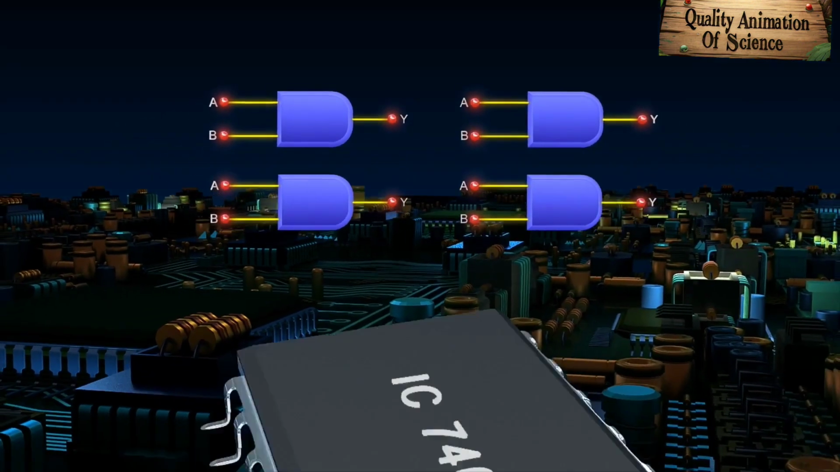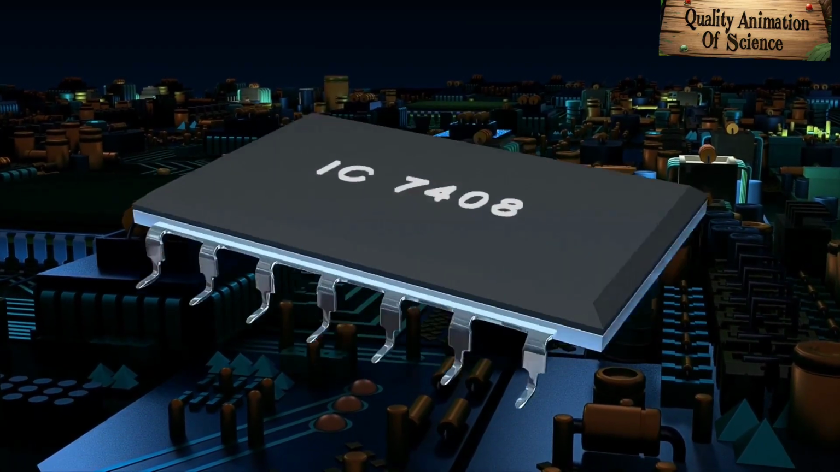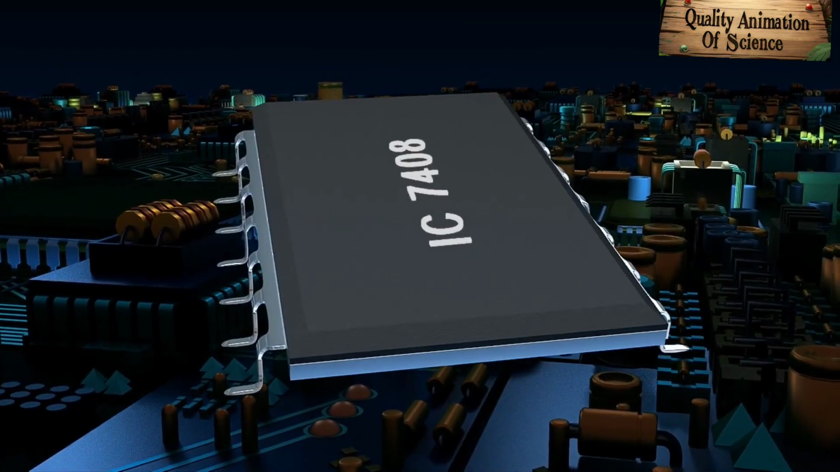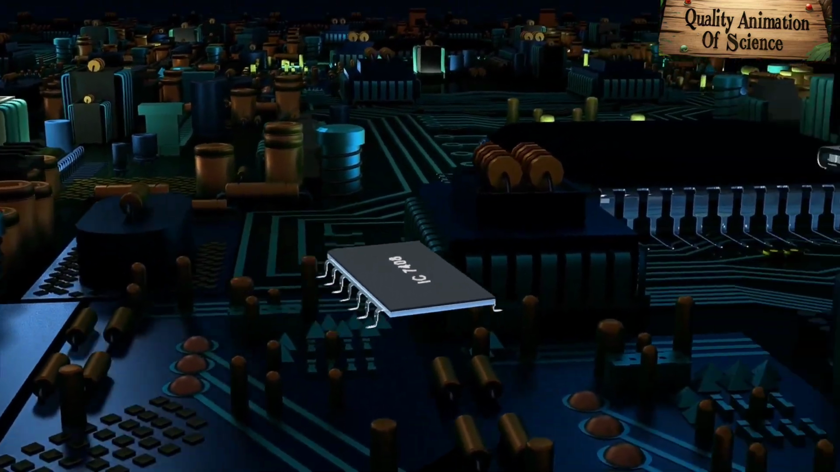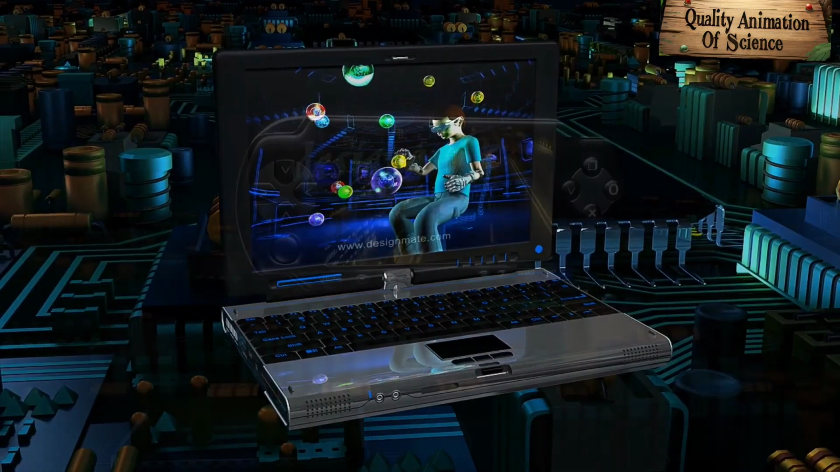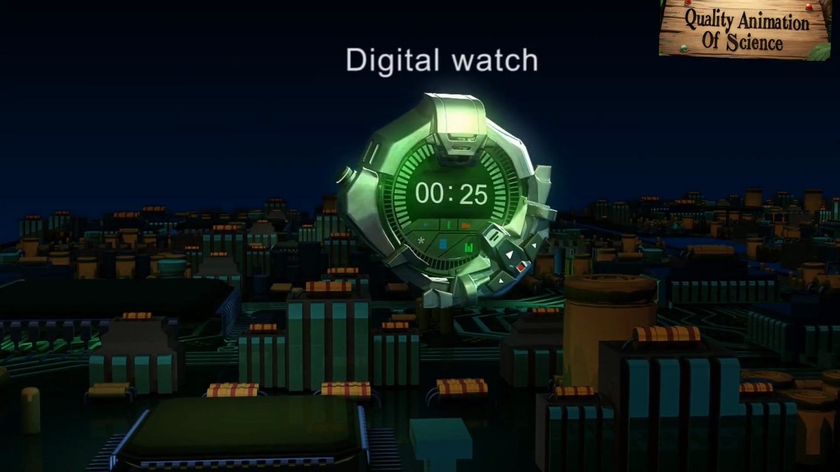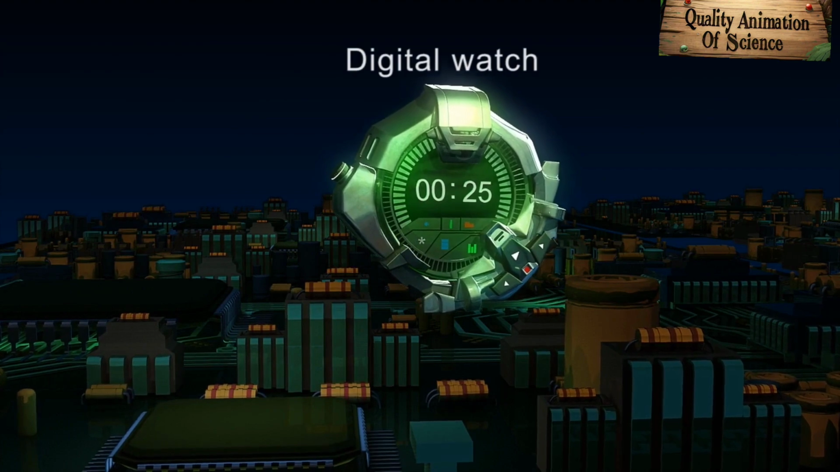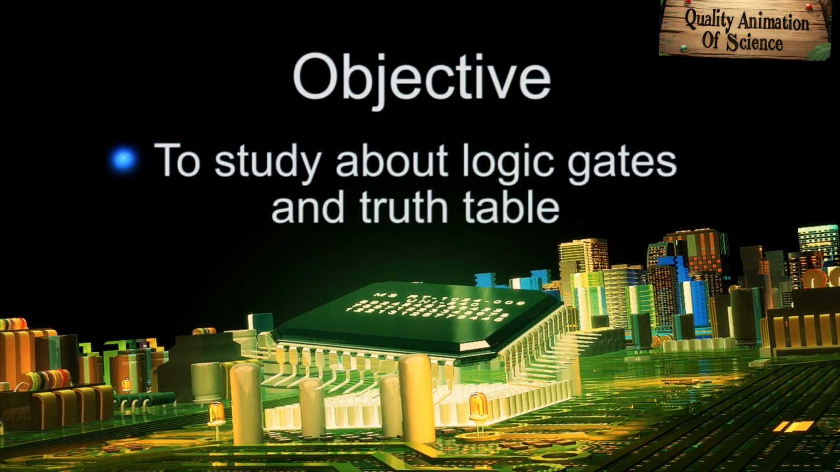Large numbers of such gates fabricated together form integrated circuits, commonly called ICs. These ICs are widely used in the configuration of electronic gadgets like laptops, gaming gadgets, and digital watches, etc. Let us learn more about the working of logic gates.